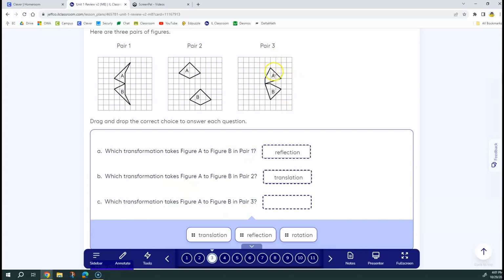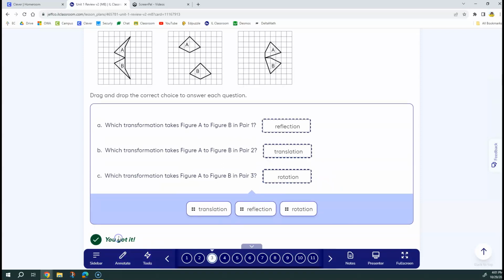Pair 3, to get from A to B. It's not a reflection because if we use this line right here as the line of reflection, it's not going to match up exactly. And it's not a translation because I can't get it to slide and then land exactly on figure B. But now I'm thinking about it, if I turned figure A and made this my point of rotation, center of rotation, then I would land on figure B. And there we go.